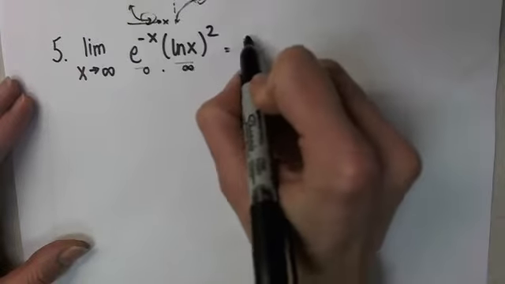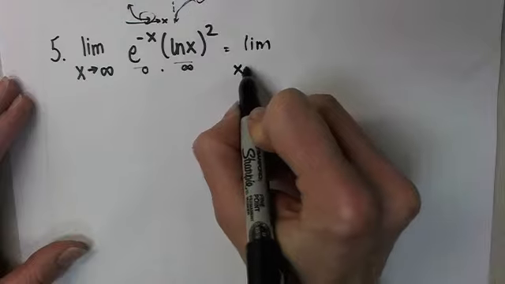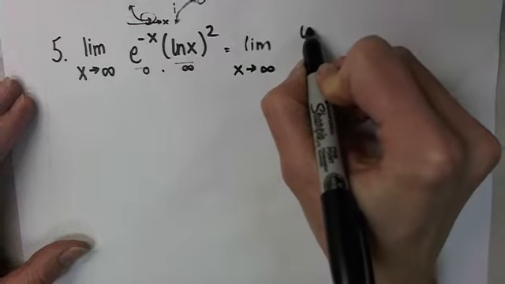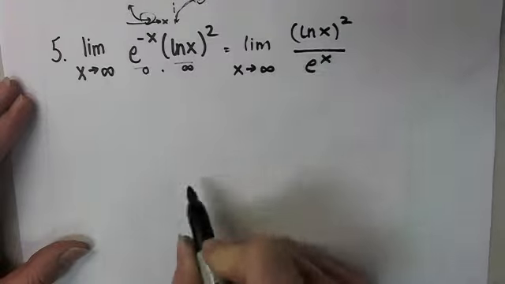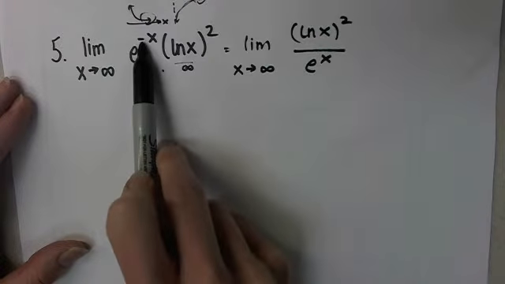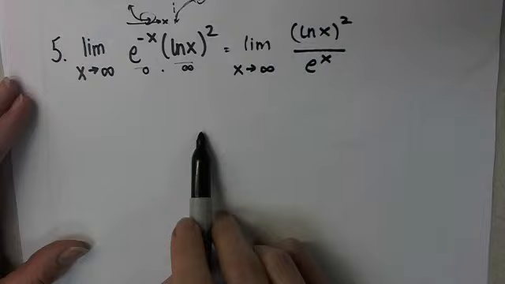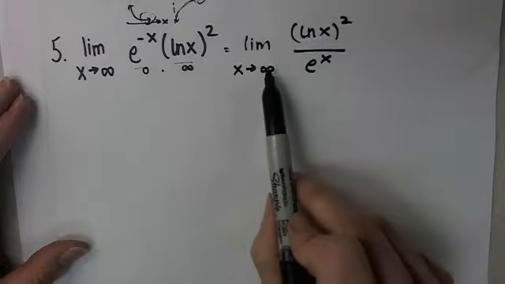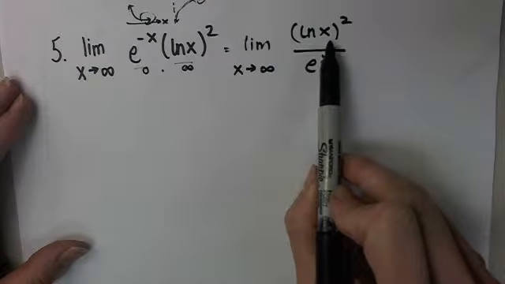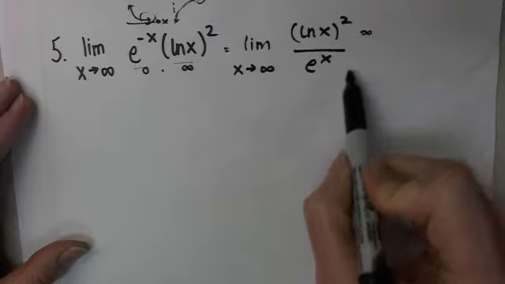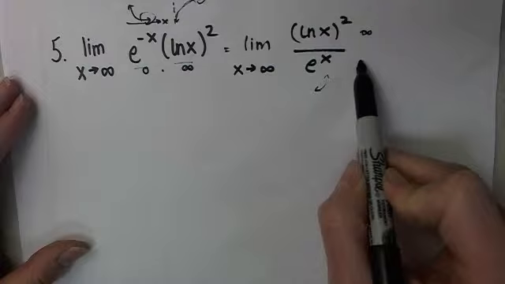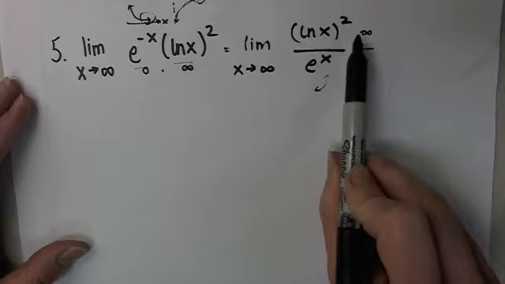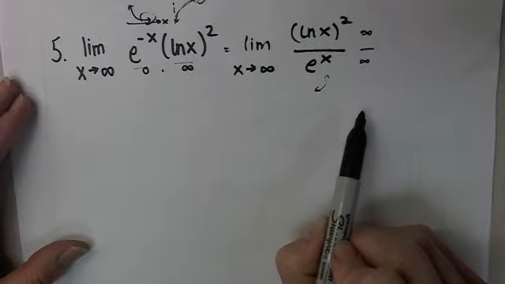So let's go ahead and flip our e to the negative x. So let's make this ln of x squared over e to the x. And again, we just did that because the negative power takes e to the x down to the denominator. Now written in this form, as x goes to infinity, natural log squared is also going to infinity, and e to the x, which is now exponential growth, is also going to infinity. So we've got a quotient of an indeterminate form, infinity over infinity.